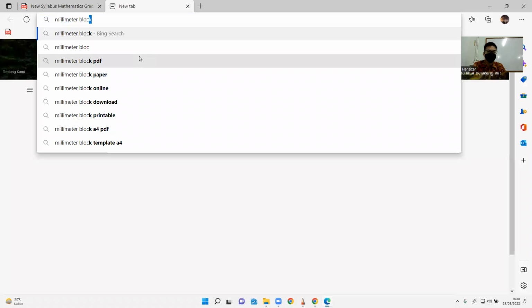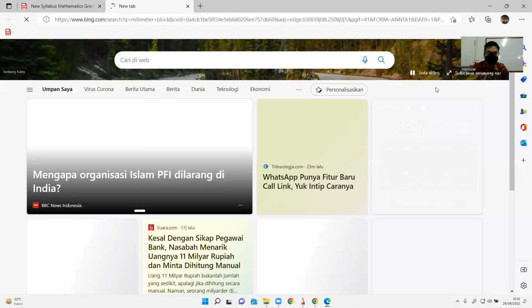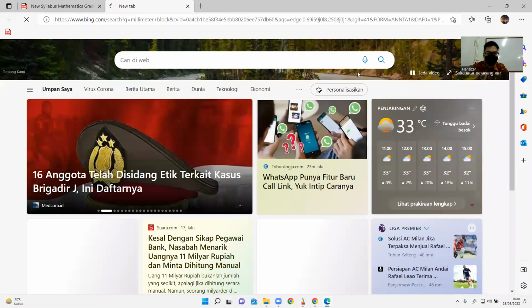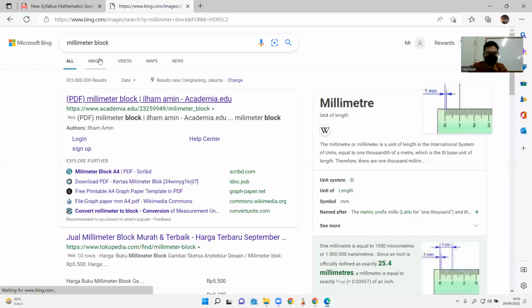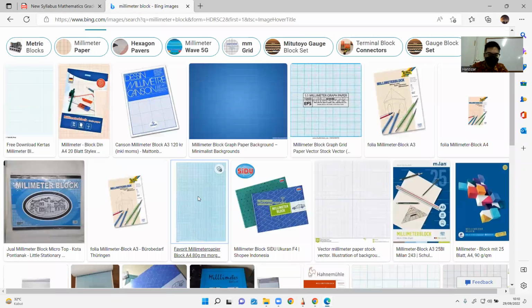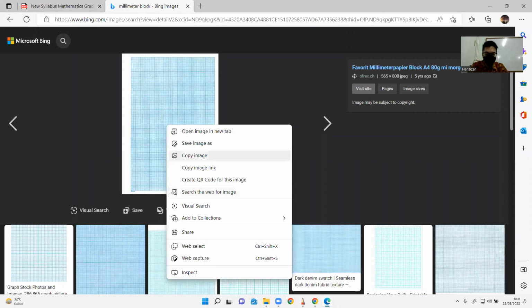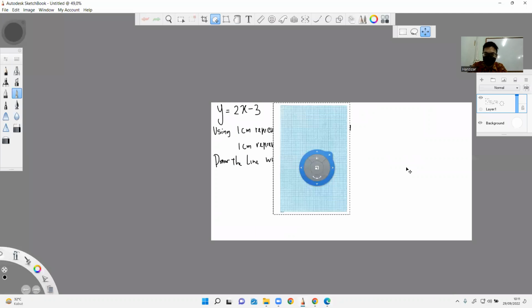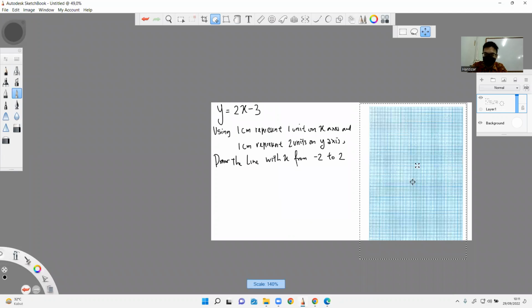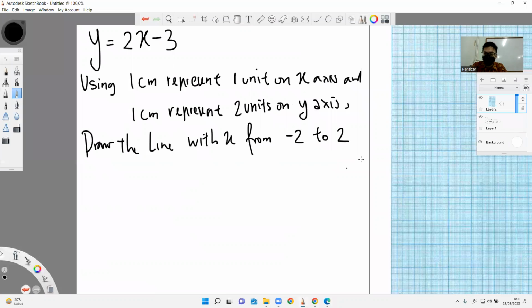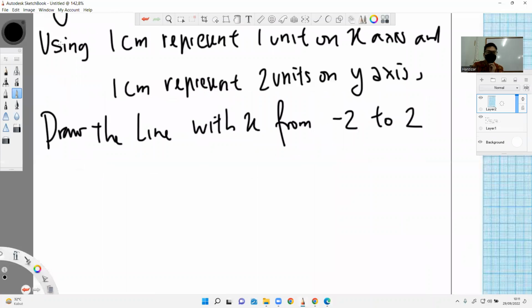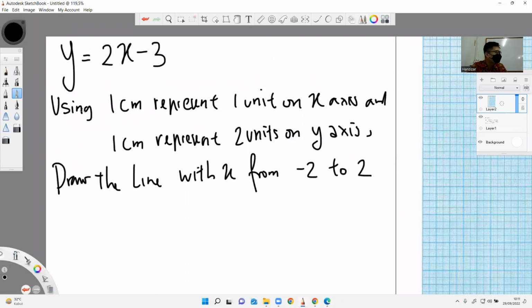graph paper. Okay. So by using the help of the graph, let's see, millimeter block here. Okay, we take this for a while. Copy. Okay. I'll make it a bit bigger. So first things first, what you need to do is put down the values of x first. Okay. What is the value of x, guys? From -2 until 2.